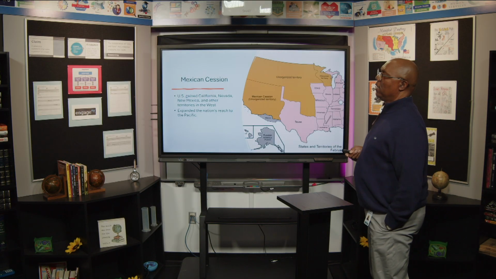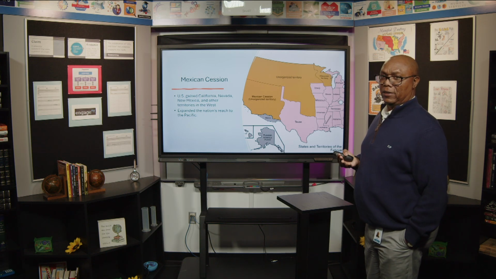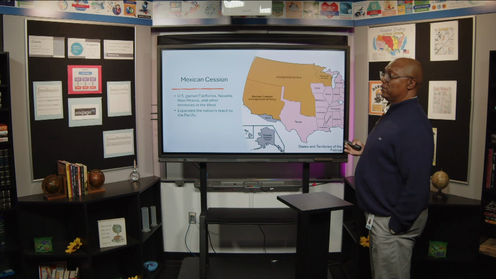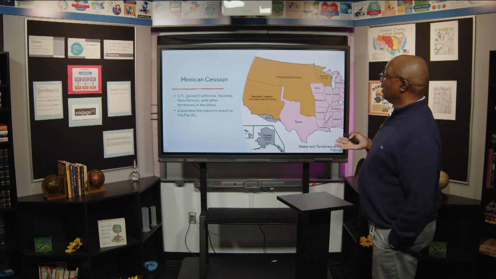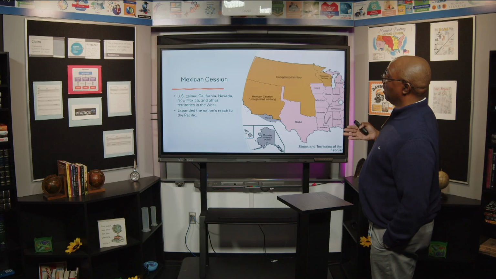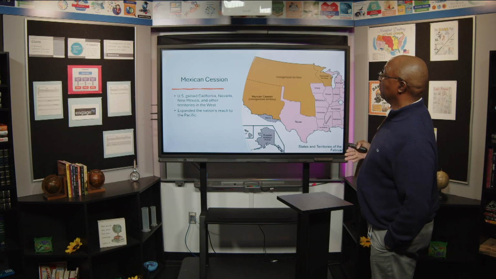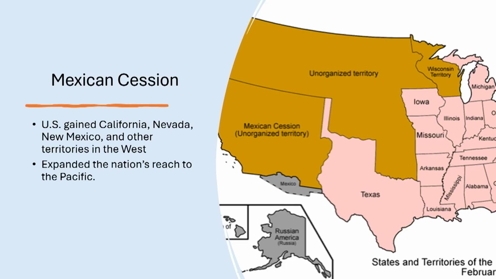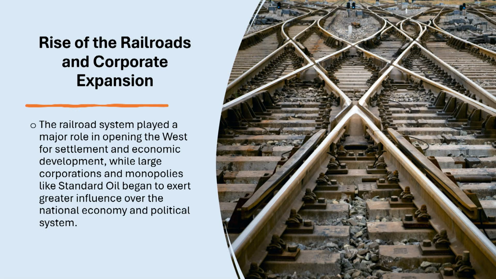One of the areas that started some of the expansion was the Mexican Cession, when the United States was ceded this particular land from Mexico. Because of the Mexican War, the U.S. gained California, Nevada, New Mexico, and other territories in the West, and it expanded the nation's reach to the Pacific Ocean.